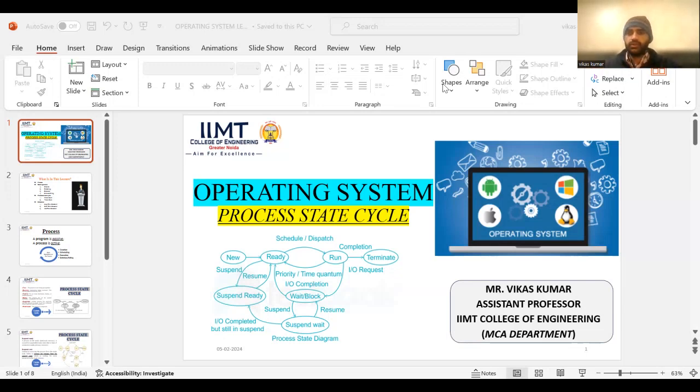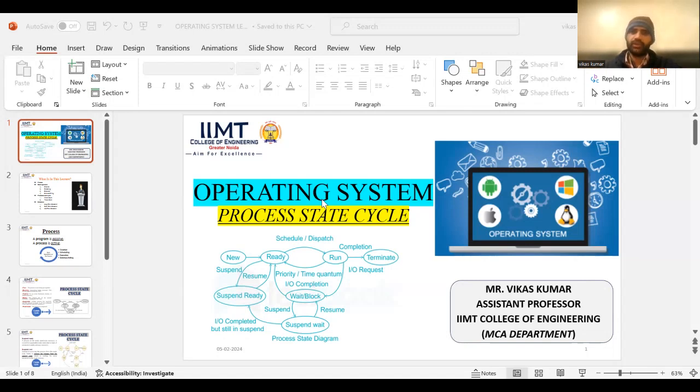Let's today discuss the topic of operating system, that is process state cycle. First of all, we need to know what is a process. We consider a process to be in an active state.